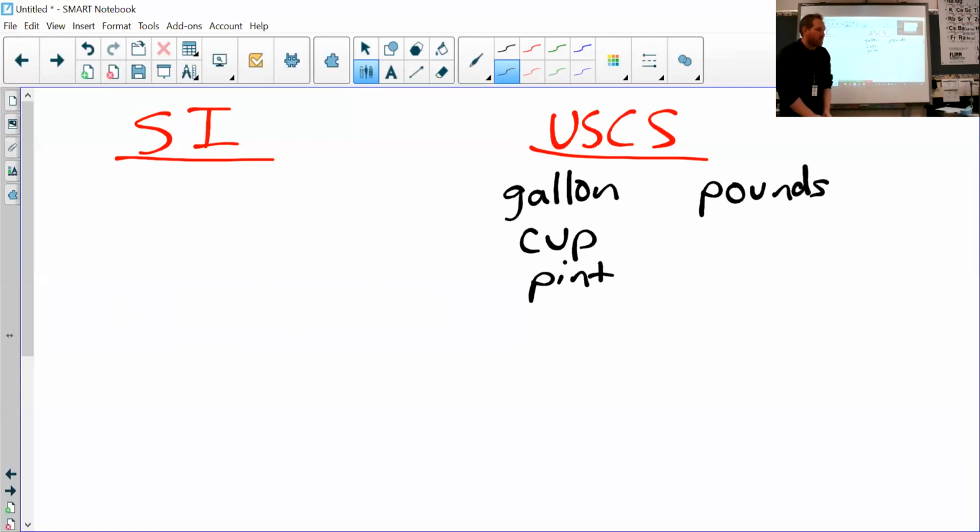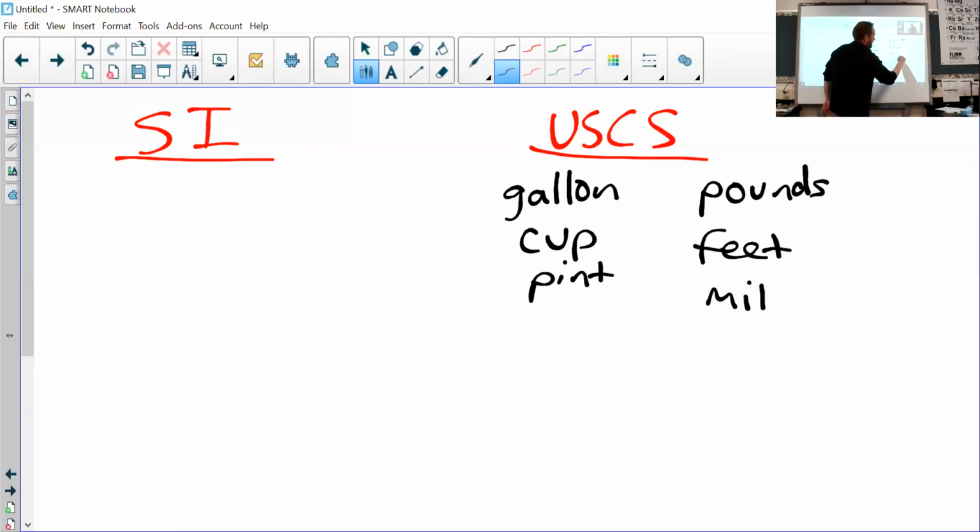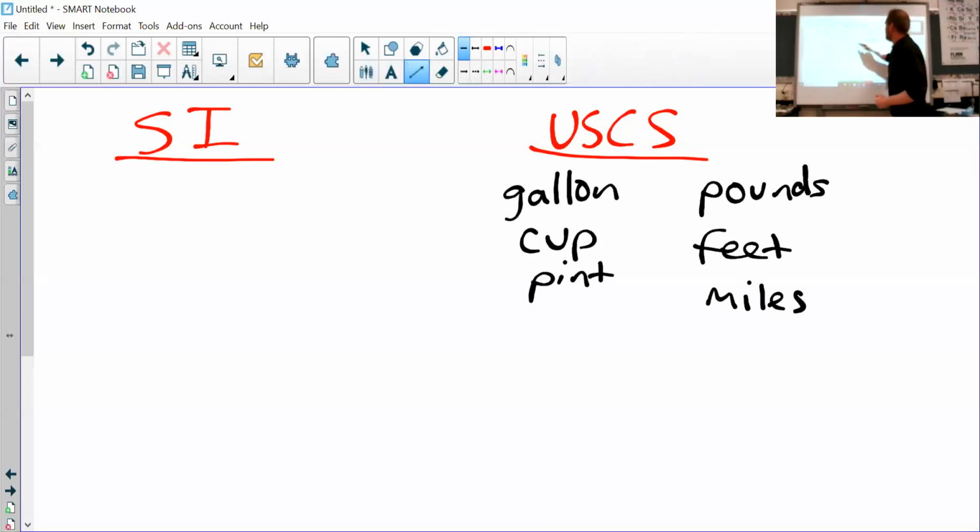For length, if you want to measure lengths here in the US, what are we going to measure in? Well, we're going to measure it in feet, we're going to measure it in miles, we're going to measure it in inches and yards, and we have all sorts of units like this. So these are just some examples of USCS units, and we're not going to be using these to measure things in the science lab. Science worldwide is done with the SI system, so we're going to use our SI units.